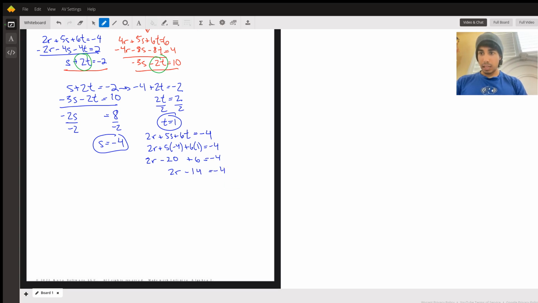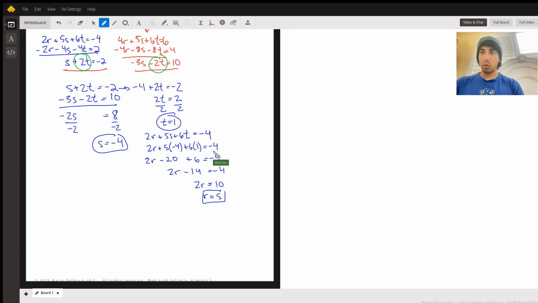Add 14 to both sides. So negative 4 plus 14 is going to give us 10. Divide by 2. R equals 5. There we go. There's your solution to the first problem right here. All right, so we've got r is 5, t is 1, s is negative 4.